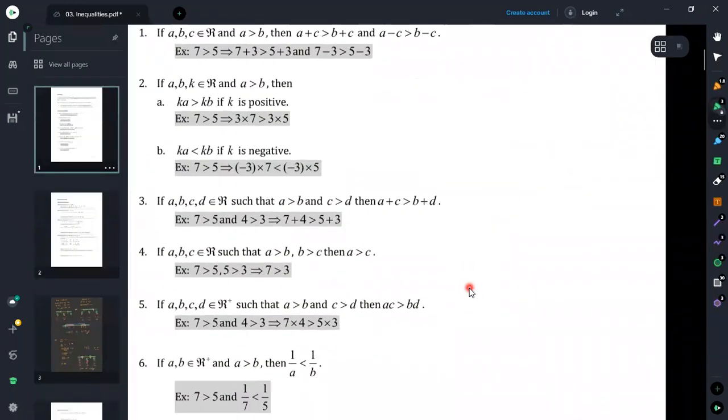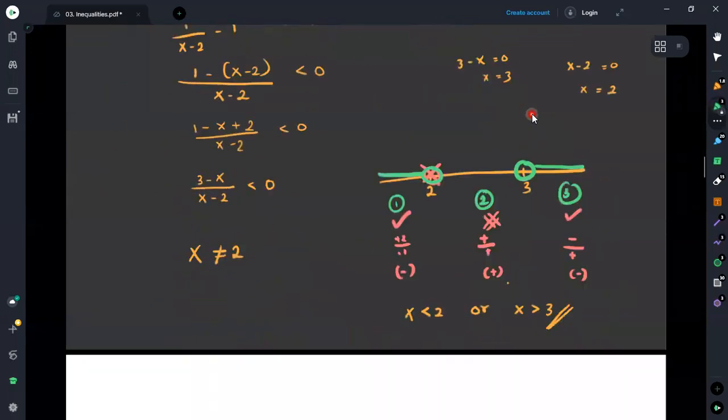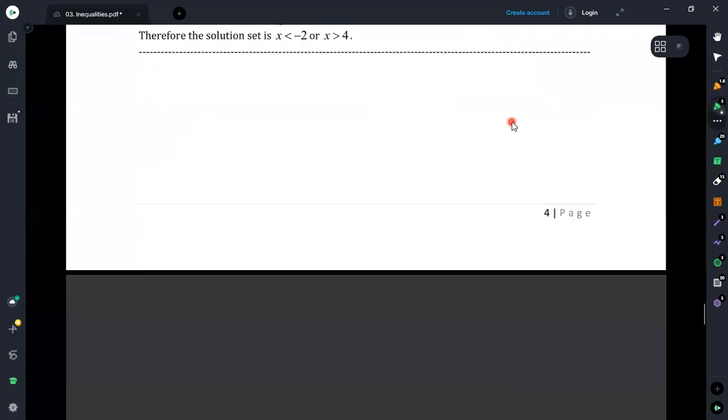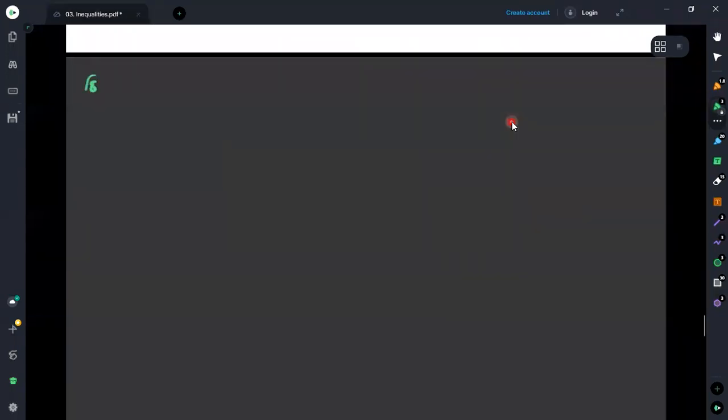I will completely do the calculation for the example given in example 8. Here it is given as modulus of x minus 4 greater than 2 times x minus 2. First, we are finding out the domains. To find out the domains, what we need to do is find out f(x) greater than or equal to 0.